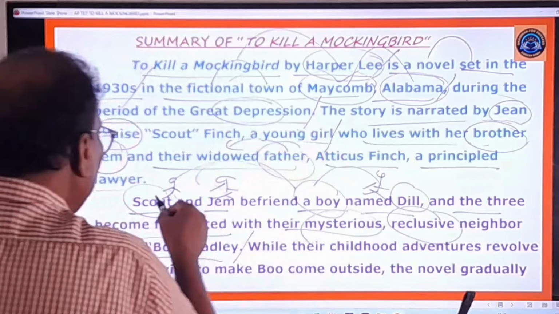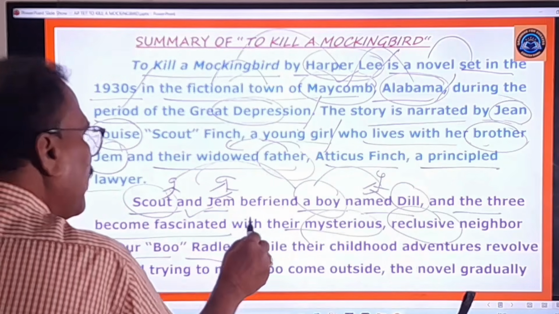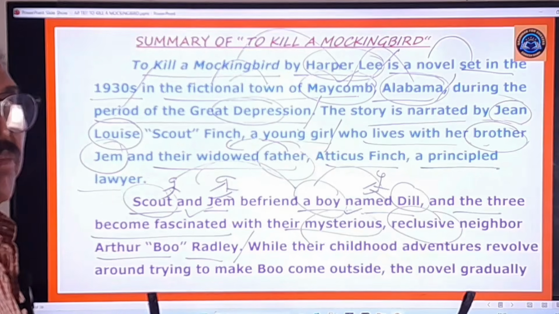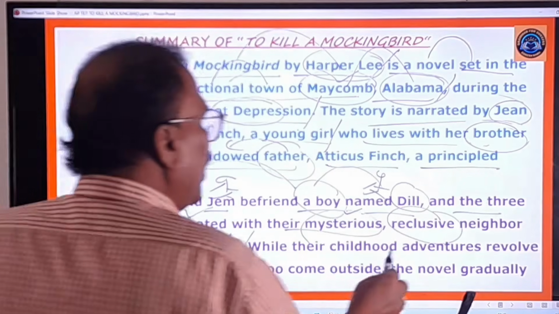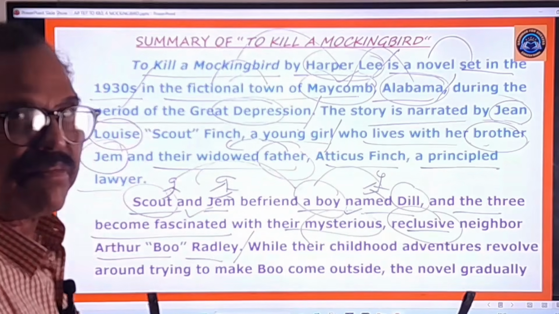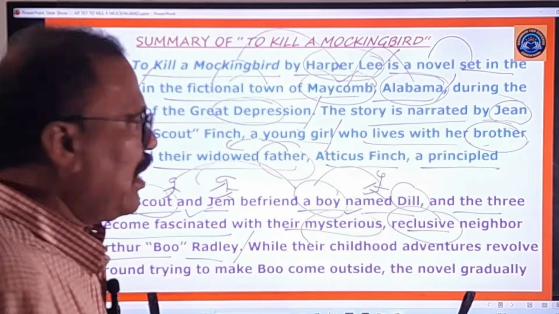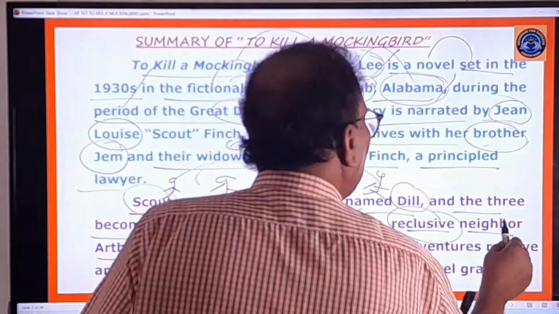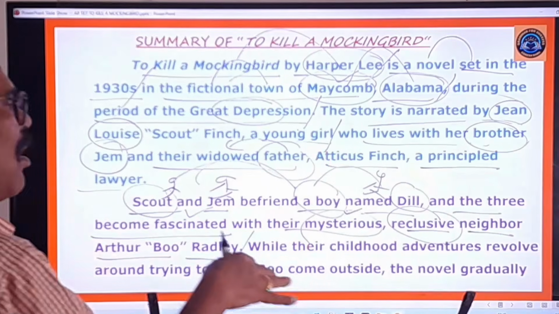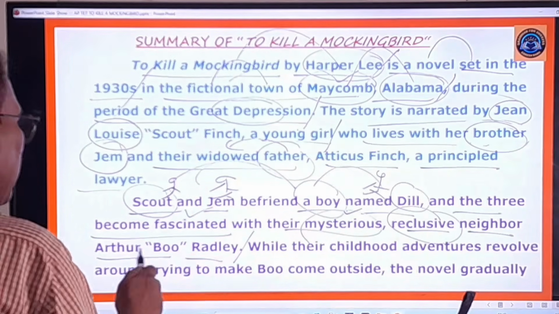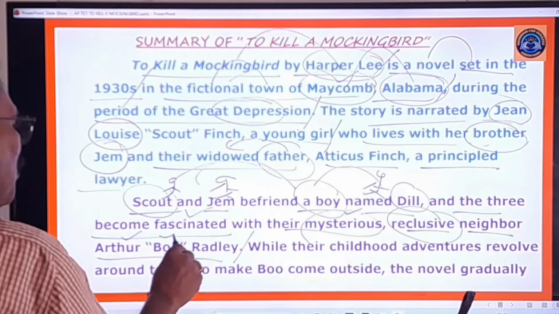These three together become fascinated with their mysterious. Mysterious means not understandable. You can't understand. Yes, and reclusive, isolated, solitary, living lonely, a reclusive, lone neighbor. Some neighbor is there. He was living all alone and he was not to be understood by anybody, and that is none other than Arthur Boo Radley.